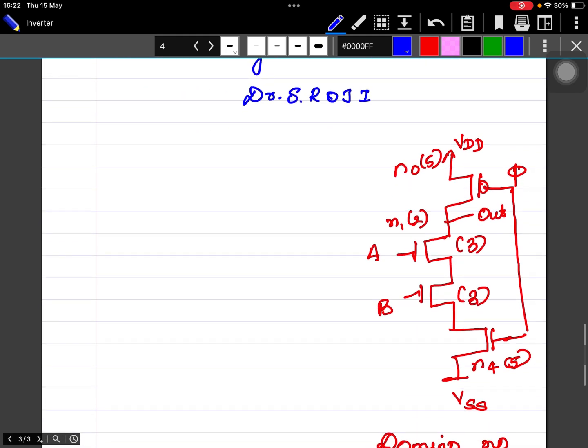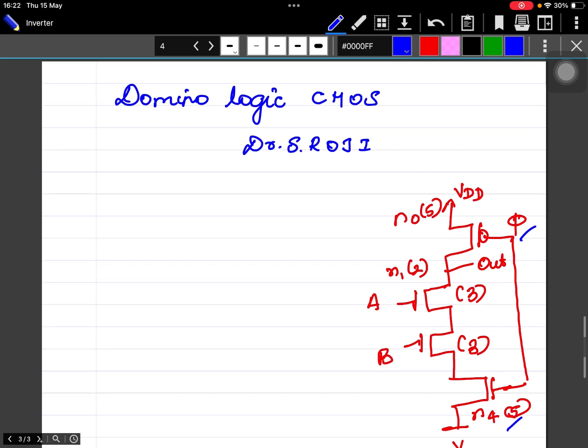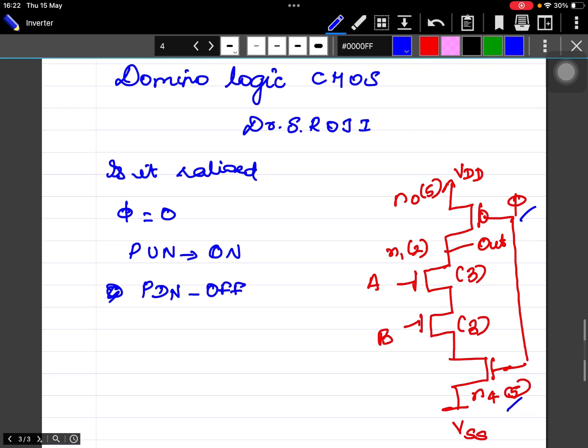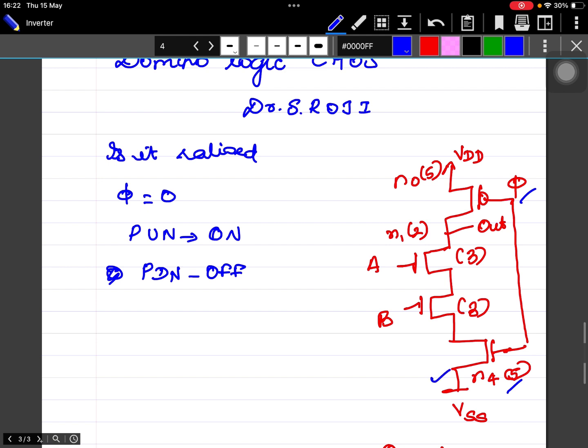Here again, we have almost the same structure, but with a difference. We have a clock phi which is connected to the pull up and to the pull down. Right? So we should see if it is ratioed. Is it ratioed? It is not ratioed because when phi is equal to 0, what happens? The pull up network is on. And what will happen to the pull down network? Pull down network will be off since the same phi is connected here, right? So the pull down network will be off irrespective of what are the values of A and B.